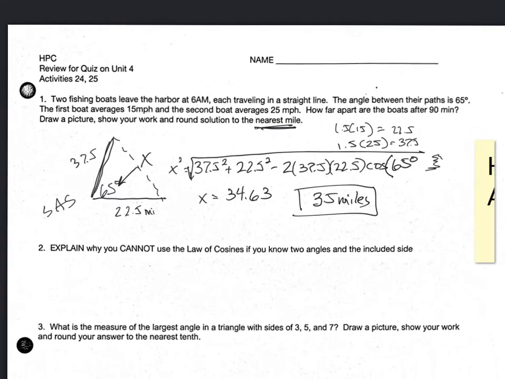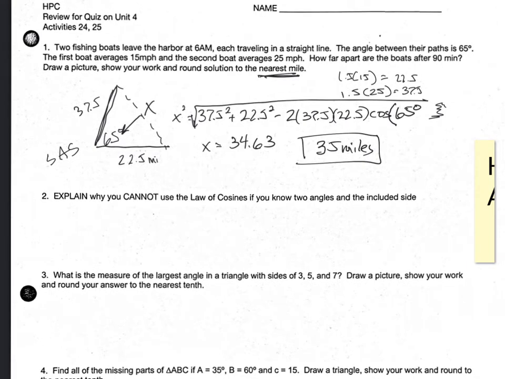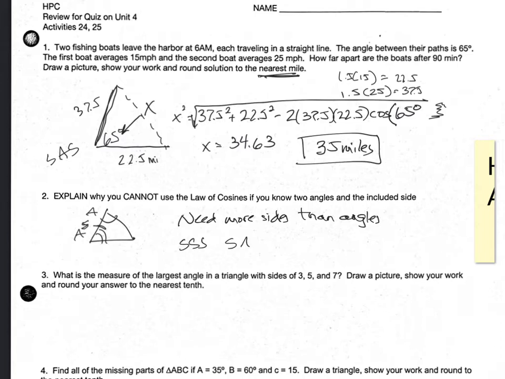Explain why you cannot use the law of cosines if you know two angles and the included side. So if we know two angles and the side, basically this is angle, side, angle. Well, for law of cosines, we need more sides than angles. So we don't have the right information to fit what we would need for the law of cosines, because we have two angles and one side. Law of cosines works for side, side, side. It also works for side, angle, side. So again, more sides than angles.